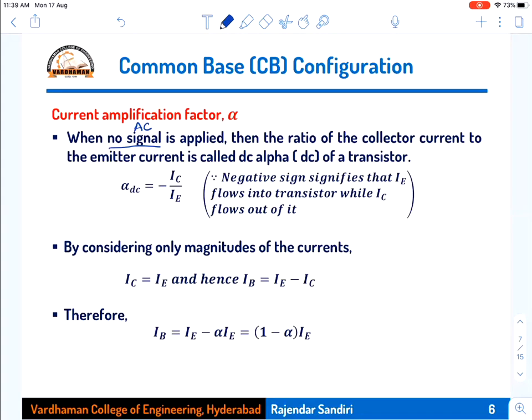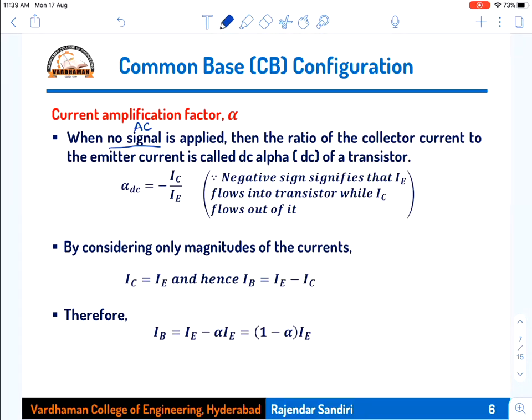So in this formula, alpha DC is equal to minus IC by IE. The negative sign signifies that IE flows into the transistor while IC flows out of it. That's why the direction is opposite. Either both should flow inside or both should flow outside. But one is flowing inside, one is flowing outside, therefore the negative sign. If both were coming inside or both going outside, then we might have kept a plus sign.